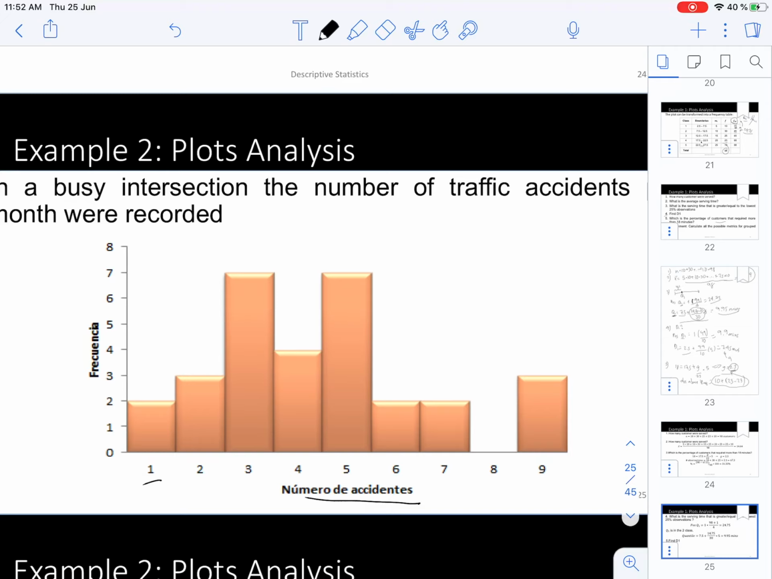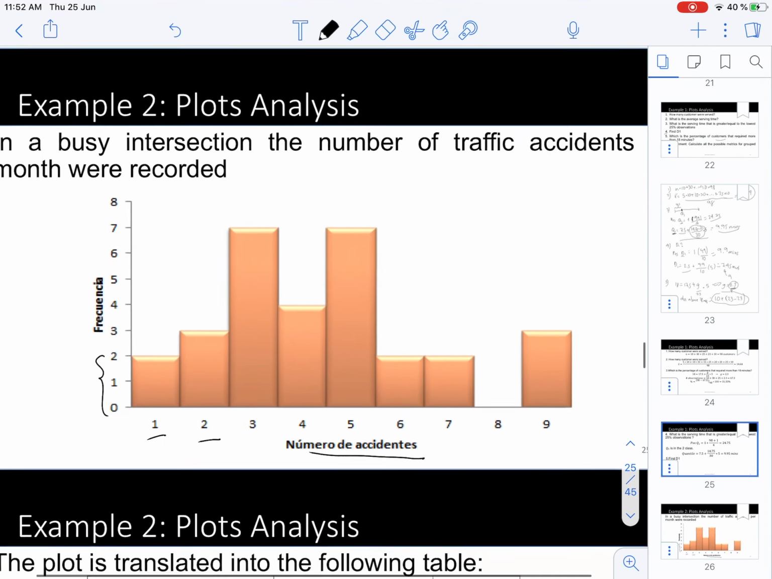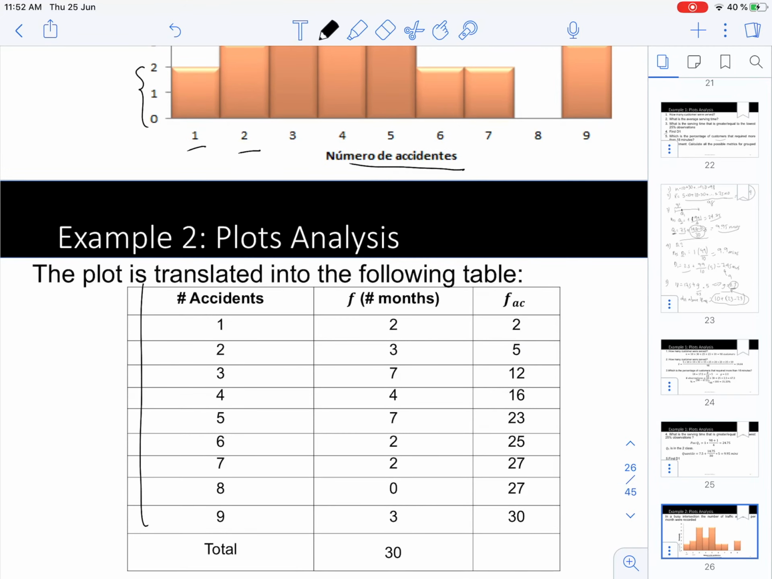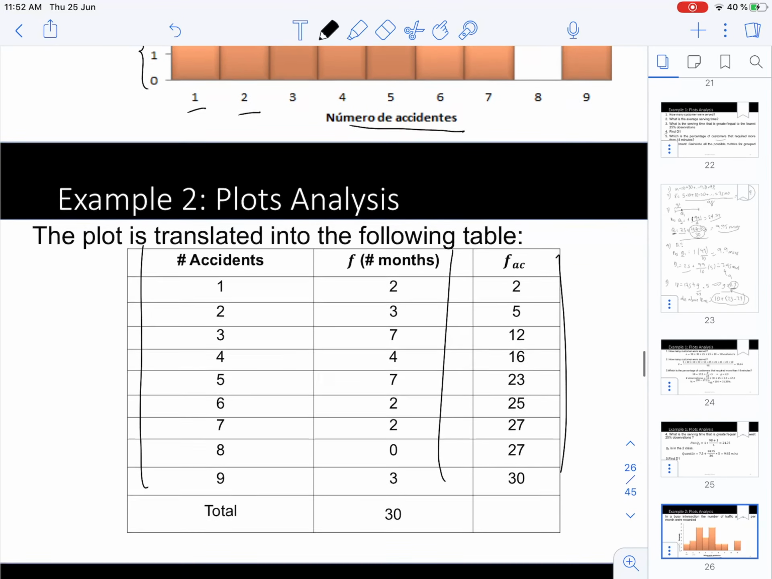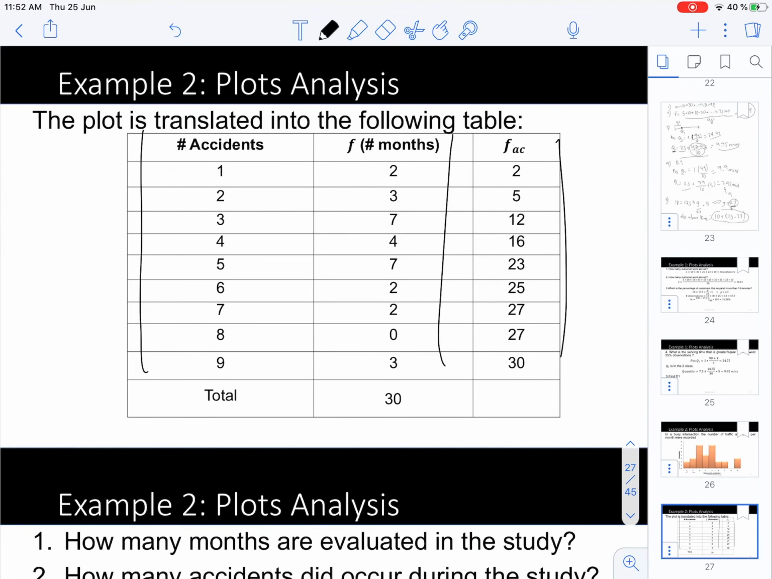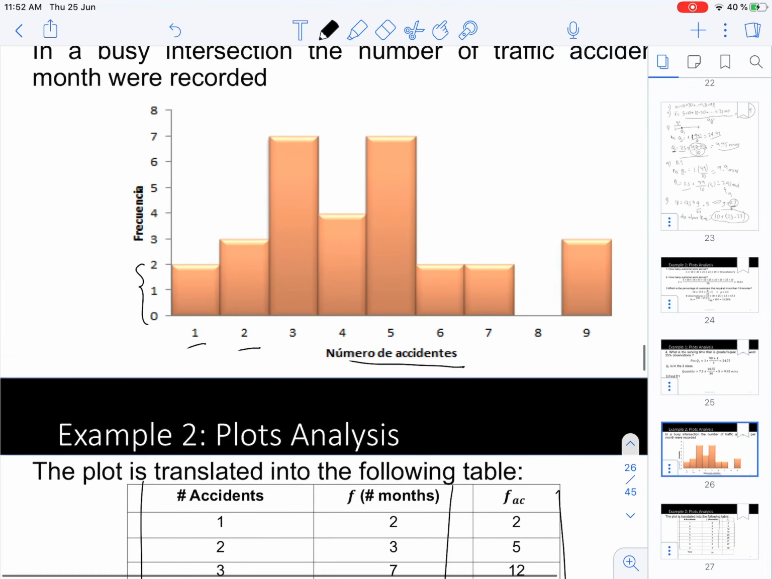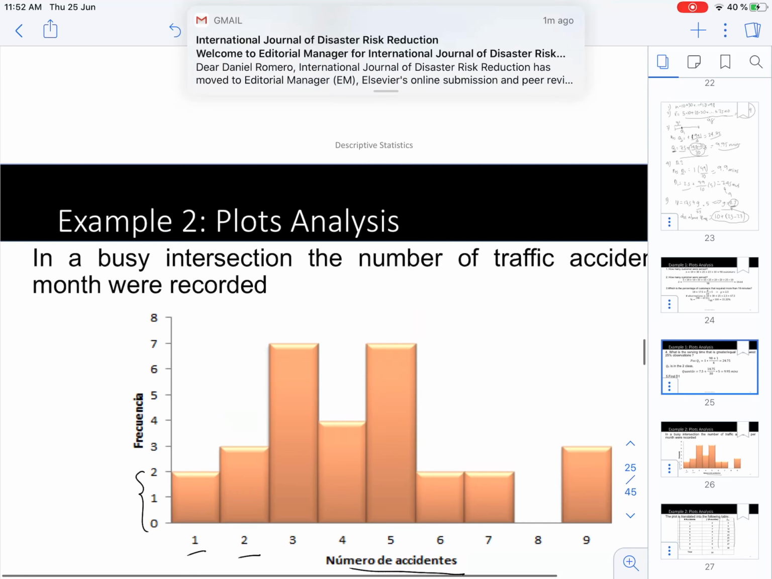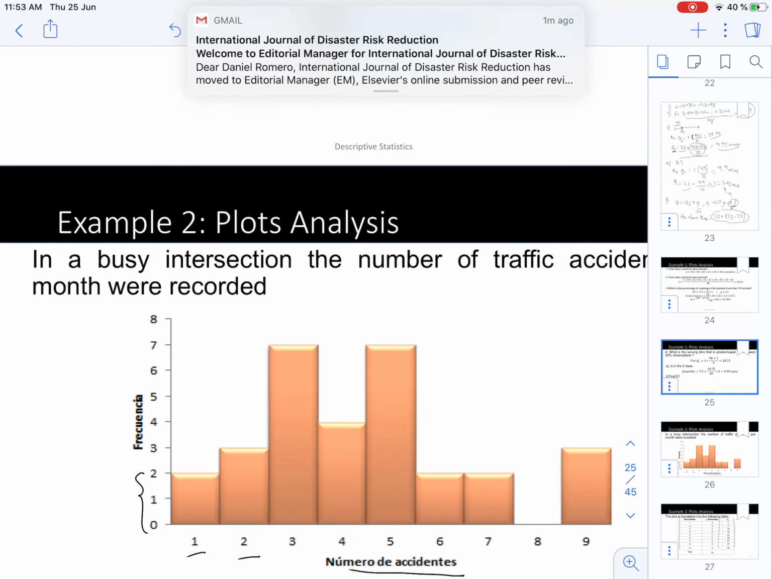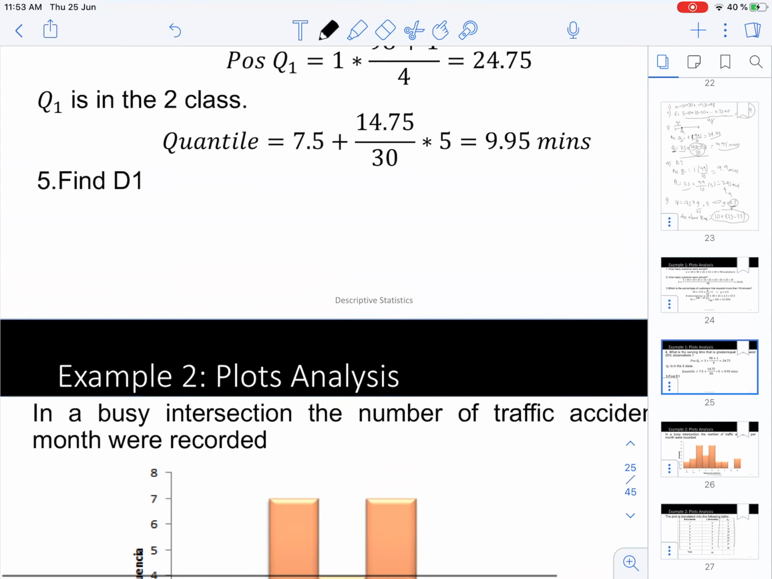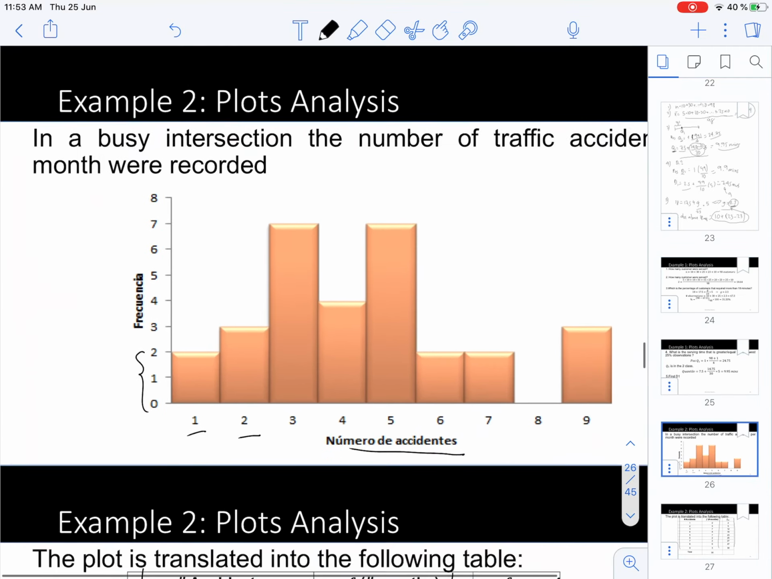All right, so number of accidents: only one accident occurred in 2 months. That's the frequency. 2 accidents in 3 months, and we keep going. Since we know the X value and the frequency, we can easily get the number of accidents, the frequency, and of course the cumulative frequency. So this is not a grouped frequency table, it's an ungrouped one, so it's easy to handle. It's easy to compute X bar, standard deviations, and any other metric. It's easier compared to the grouped information.